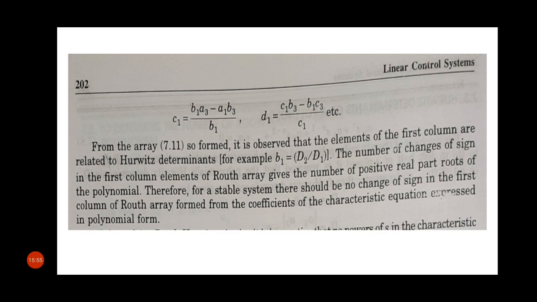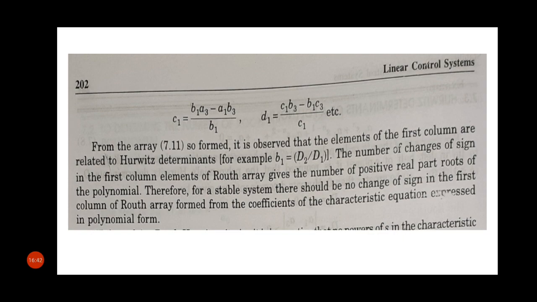However, if the characteristic equation contains either only odd or only even powers of S, this indicates that the roots have no real parts and possess only imaginary parts, and therefore the system has sustained oscillation in its output response.